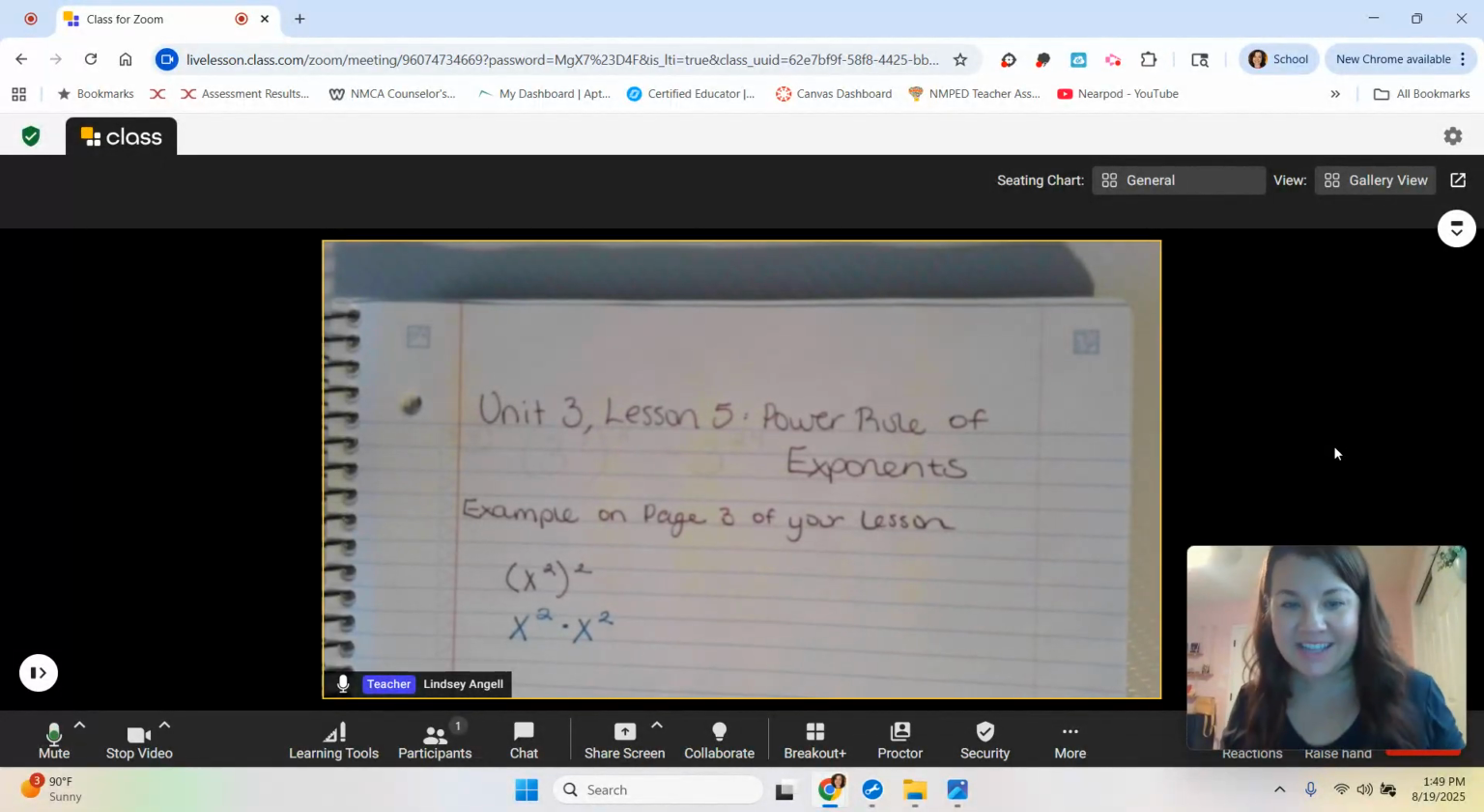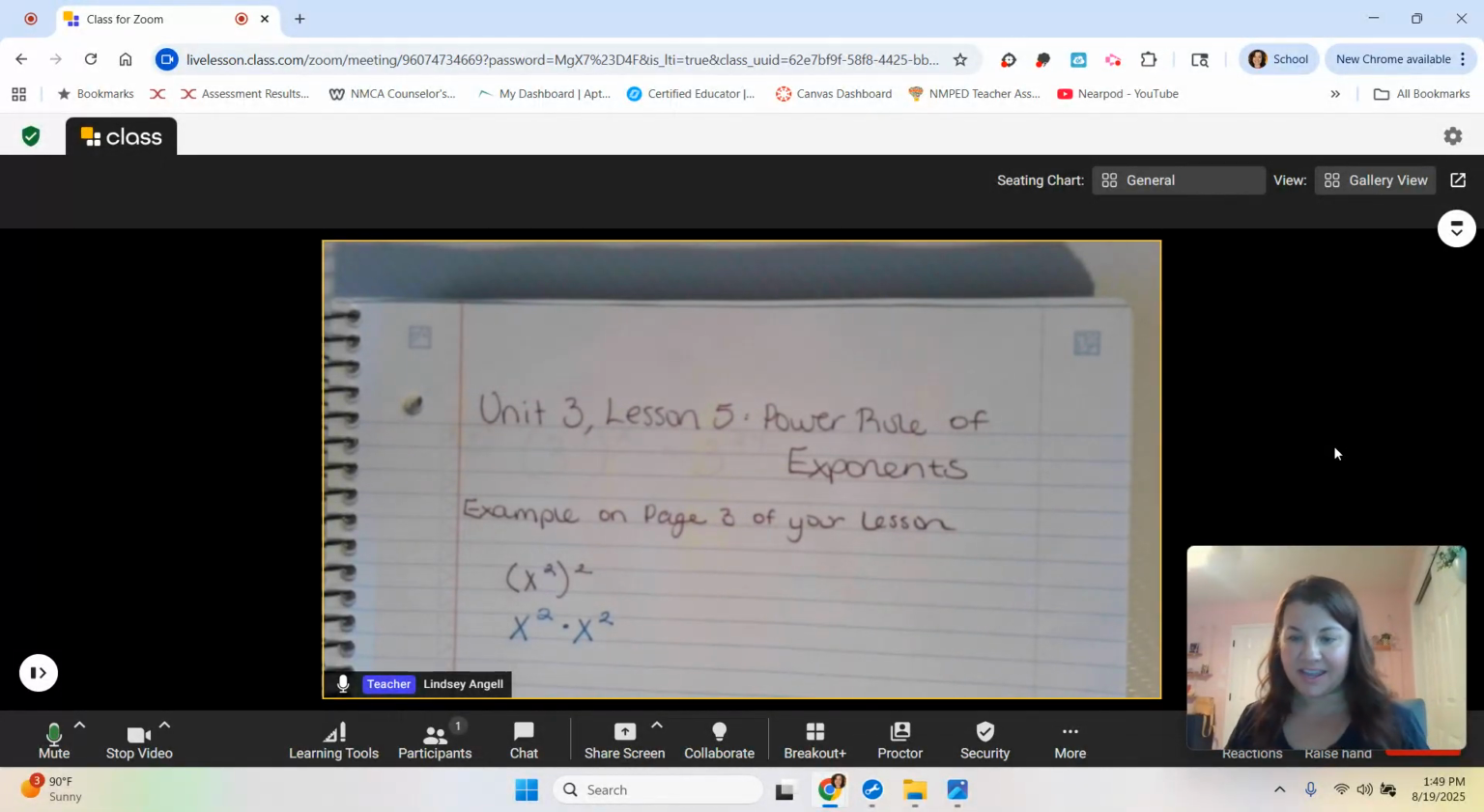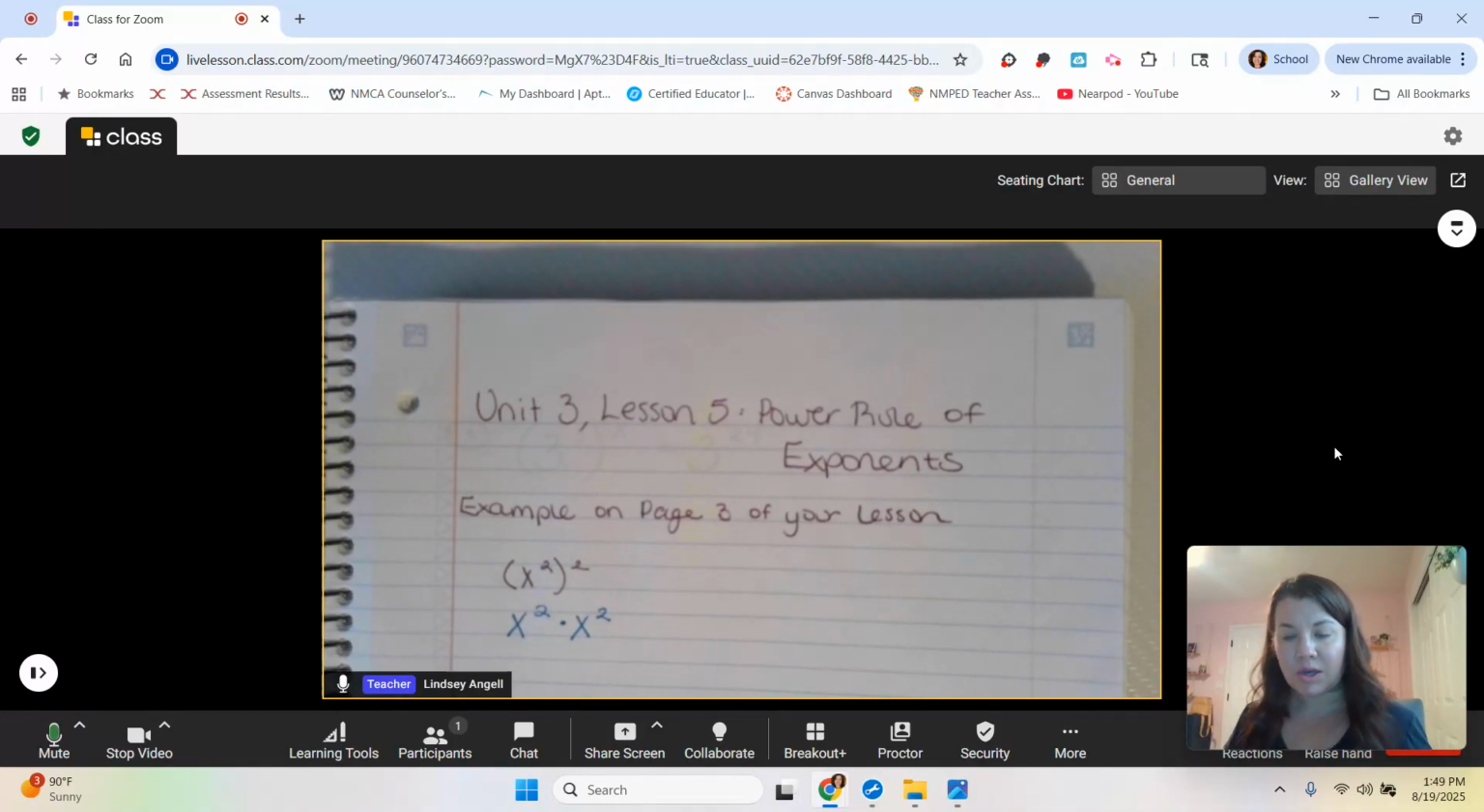Hi everyone, welcome to Unit 3, Lesson 5, Power Rule of Exponents, okay? Before this we talked about being able to add exponents, and I am going to show you an example using that as well, but from that we're going to use a shortcut, which is the power rule.